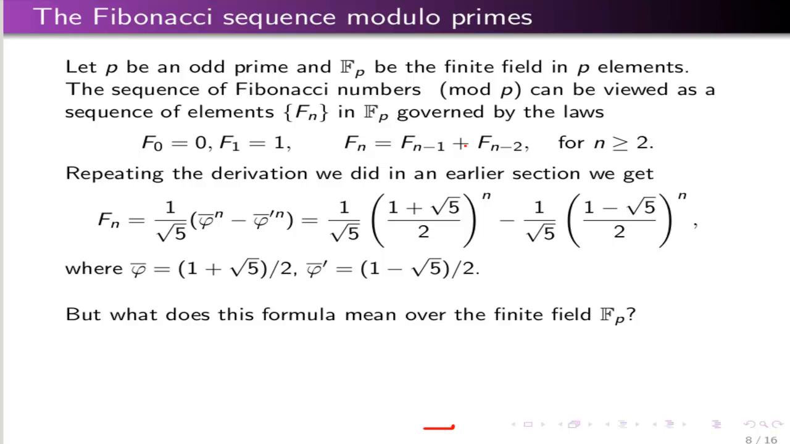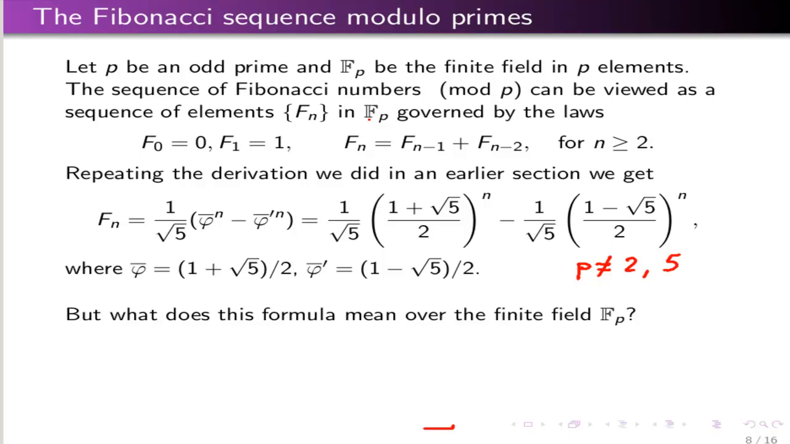So what we do is go through the derivation we did back in the first section on Fibonacci numbers, where we viewed them as integers, and we came up with this formula in terms of the golden ratio. So you get exactly the same derivation, provided we're working in a field where p doesn't equal 2 or 5. So we can talk about the inverse of 5 and the inverse of 2. So here phi bar is the golden ratio viewed as an element of F_p, or as an element of a quadratic extension of F_p if need be.